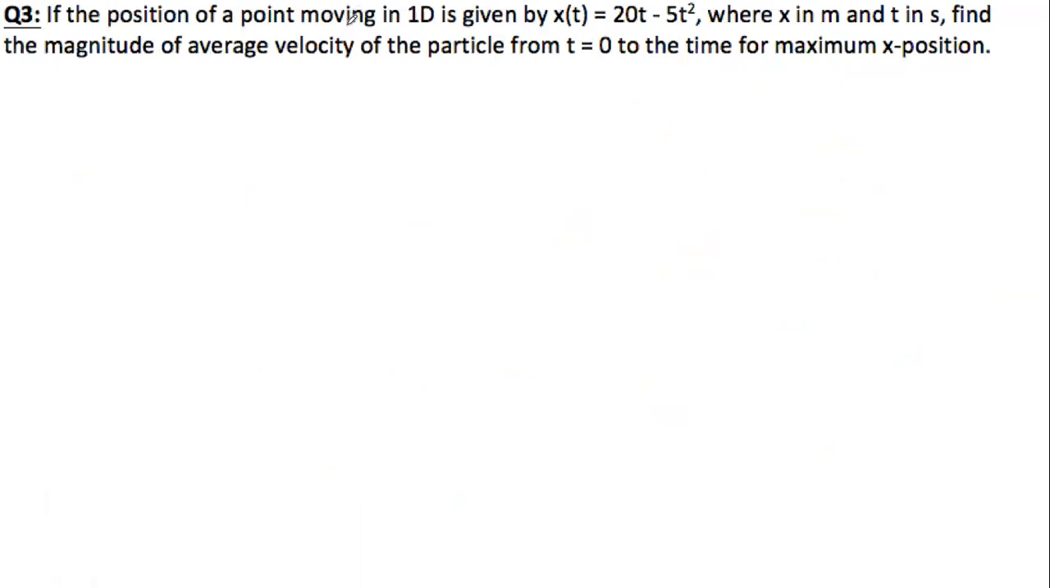If the position of a point moving in one dimension is given by x at any time equal to 20 times t minus 5t squared, where x is in meters.